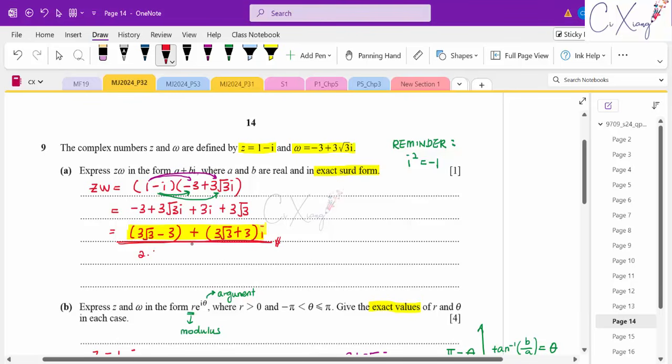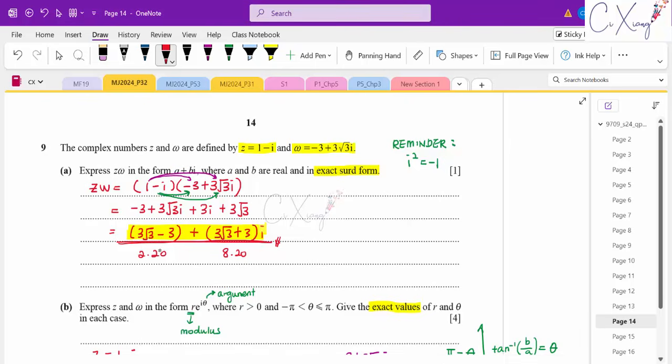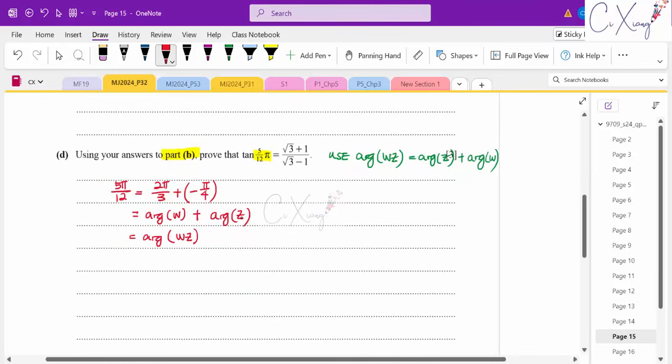Like what I told you just now, this value is approximately 2.2, then this one is approximately 8.2. So it is in the first quadrant. To get the argument for zw in the first quadrant, it is tangent inverse of the value of b divided by the value of a. So we go back here. Therefore, the argument of wz can be written as tangent inverse of the value of b, which is 3 root 3 plus 3, divided by the value of a, which is 3 root 3 minus 3. And this is basically equal to 5 pi over 12.